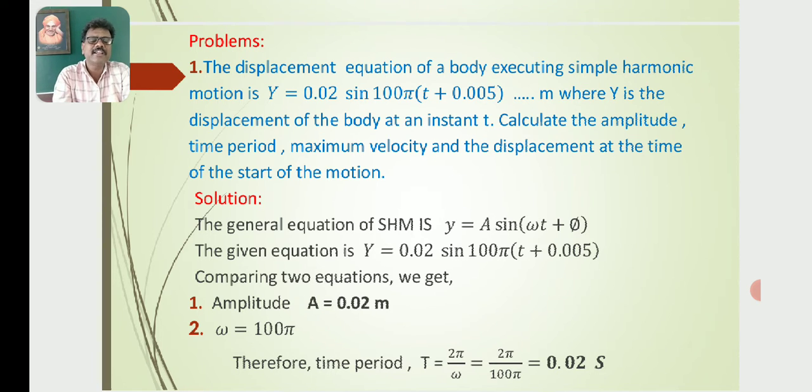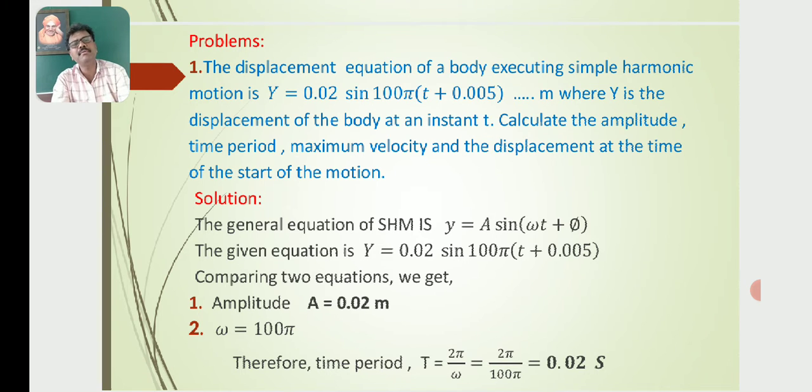Consider the general equation of a simple harmonic motion, y is equal to a sine of (omega t plus phi). The given equation is y is equal to 0.02 sine of (100 pi t plus 0.005). Comparing the general equation with the given equation, the amplitude a is equal to 0.02 meter.